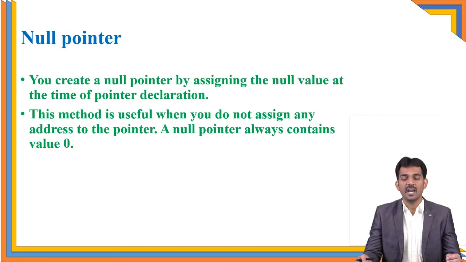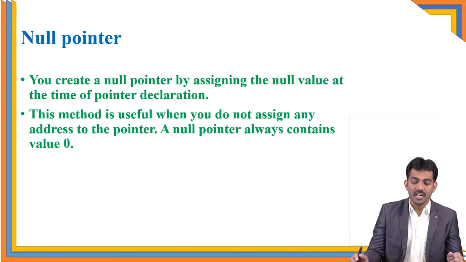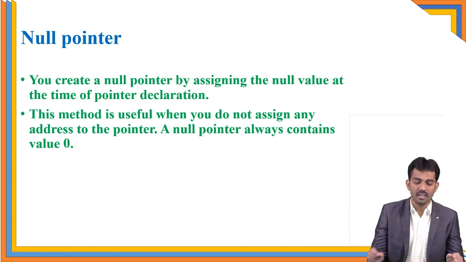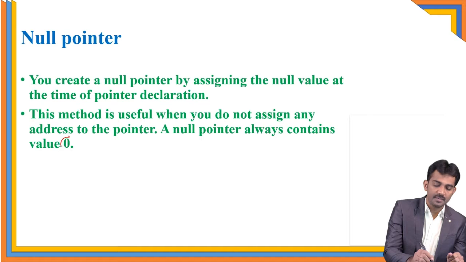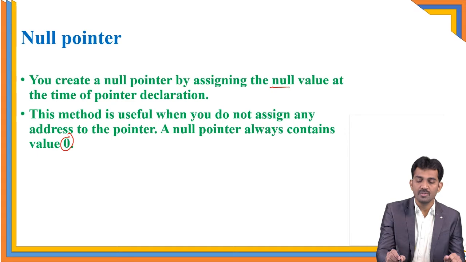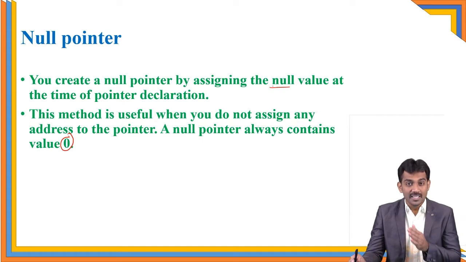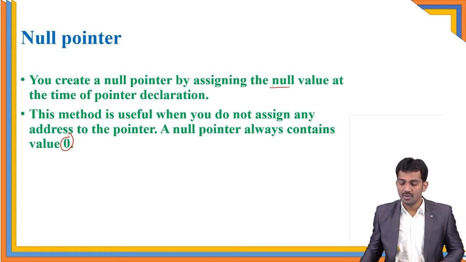Right. First, what is a null pointer? If you just create a pointer without assigning any data or any address, then you can use null. A null pointer always contains the default value 0, and you can create a null pointer by assigning the null value. NULL is a keyword. By using NULL, you assign 0 to the pointer. We'll see with a small example.